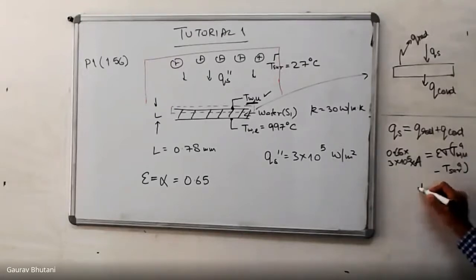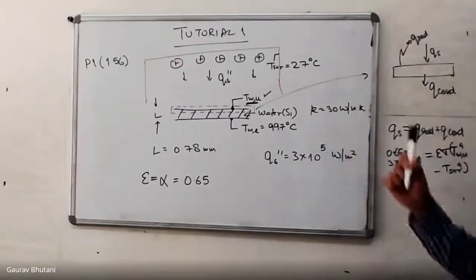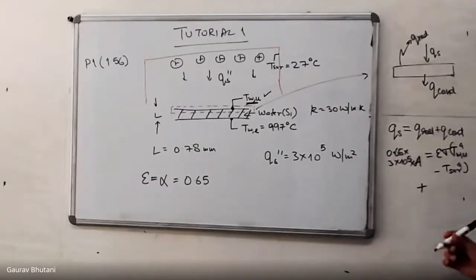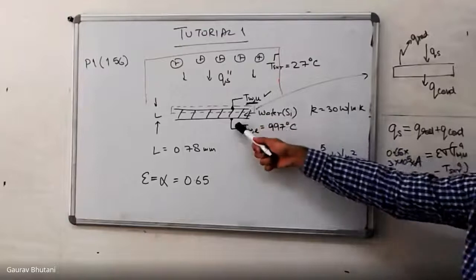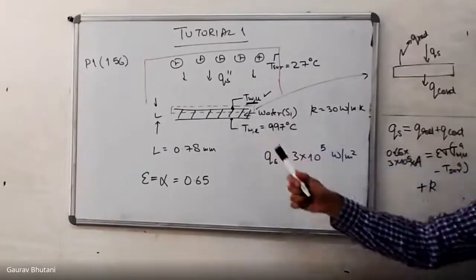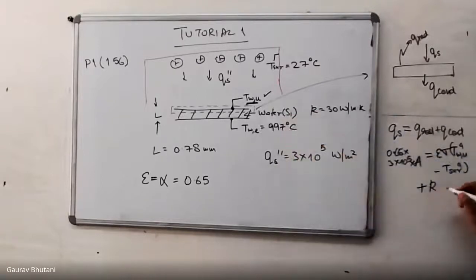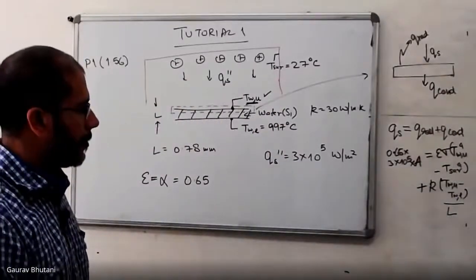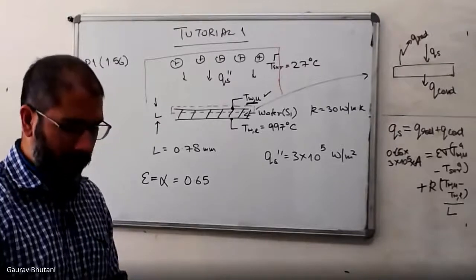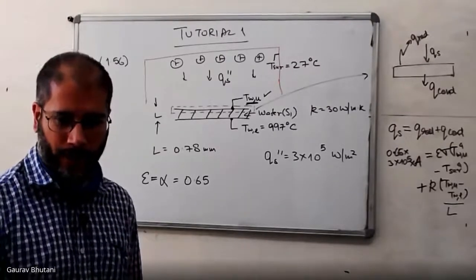And then you have Q conduction. Again, this is a simple 1D situation. We can assume a steady state one-dimensional situation. So we know that Q conduction here is nothing but K times the temperature difference. It's a linear profile, so dT by dx becomes delta T by L. This becomes T upper minus T lower divided by L. Again, this is a tutorial, so if there's anything that is not clear, please feel free to stop me and ask.